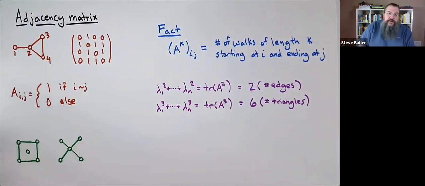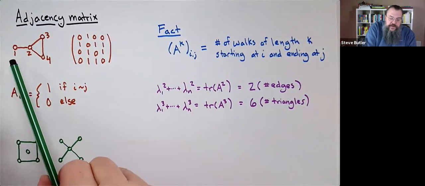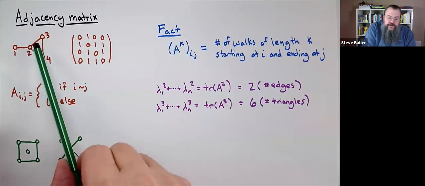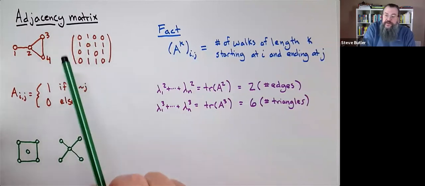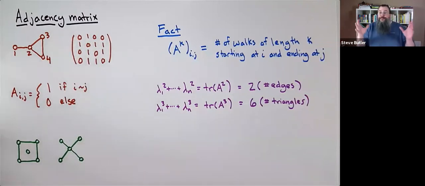So here's a graph, the paw graph. Very simple graph. I've indexed the vertices 1, 2, 3, 4. And here would be the corresponding adjacency matrix. So there's our matrix. And of course, when we talk about spectral graph theory, we look at the eigenvalues associated with that.